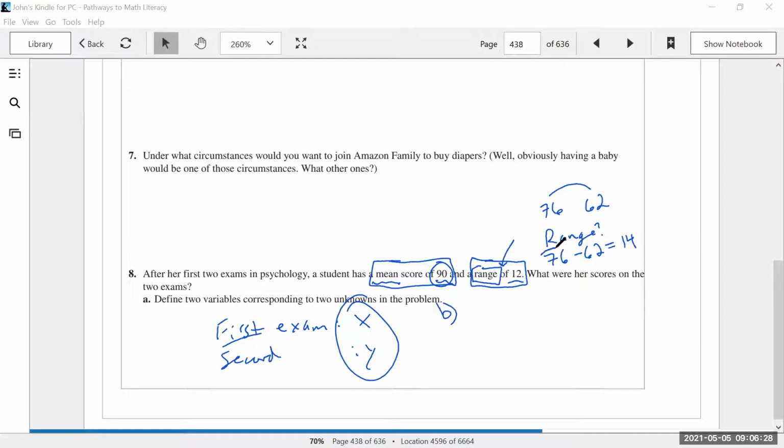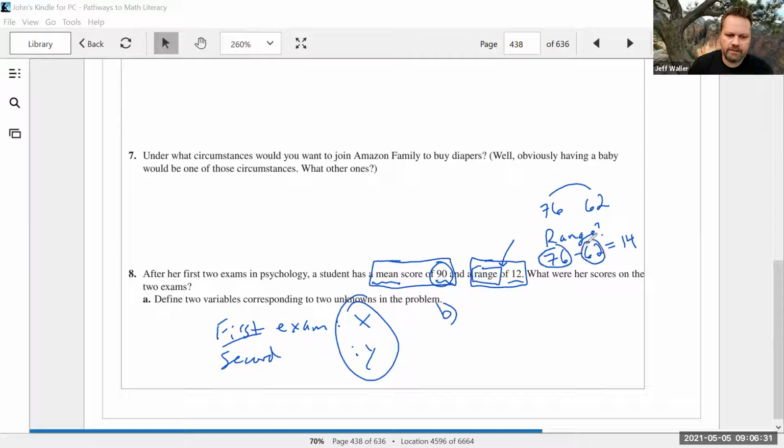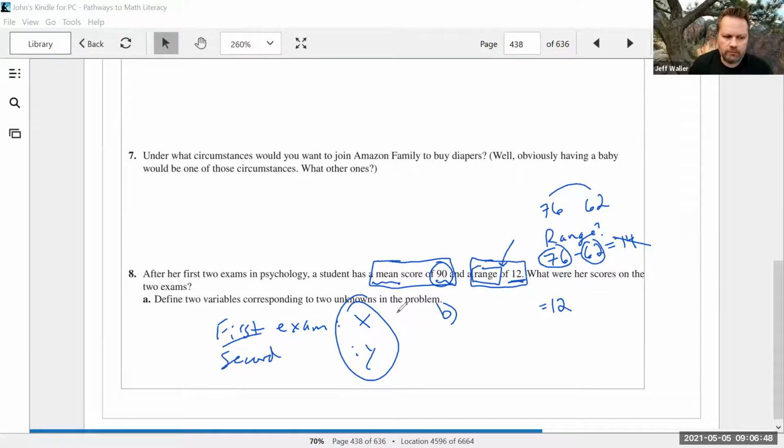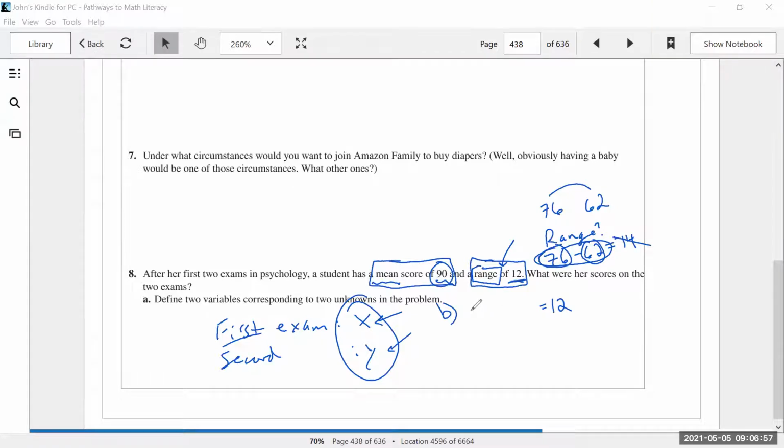So are our exam scores 76 and 62? No. What are our exam scores? X and Y. So the range should be 12, right? That's what it says. And how do I get that range? What would I do with my exam scores to get the range? Like an equation? Yeah. X minus Y equals 12.